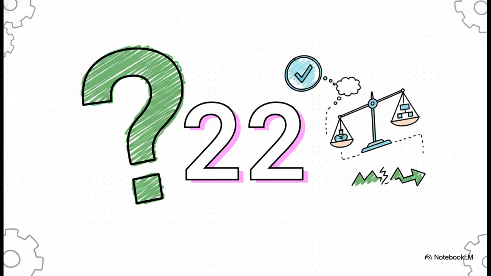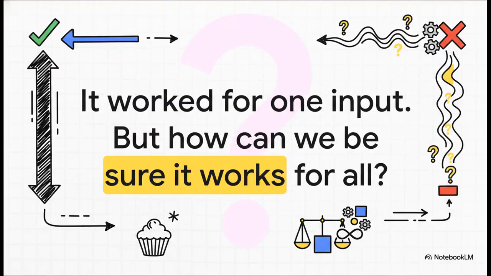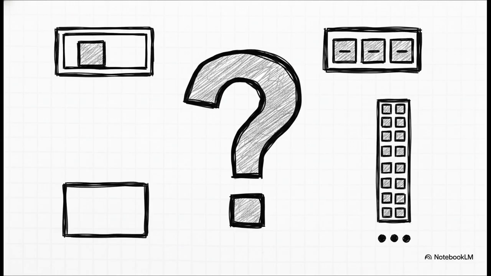Fantastic, our recipe works. Or does it? Here's the crucial question. We've only shown that our recipe works for one list. How in the world can we be absolutely sure it works for every possible list? And this question is what separates basic coding from the real science of algorithms. Was our recipe just lucky with that one list, or is it fundamentally mathematically correct no matter what we decide to throw at it? Let's think about some of the tricky situations, what developers call edge cases.